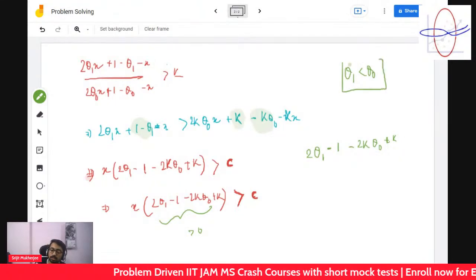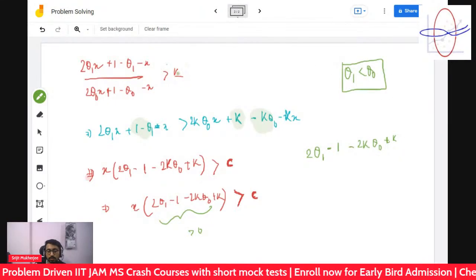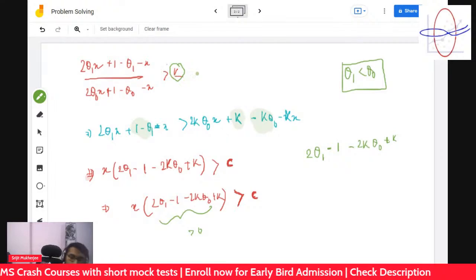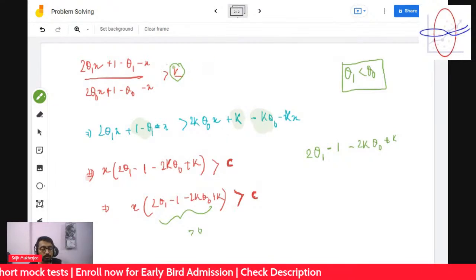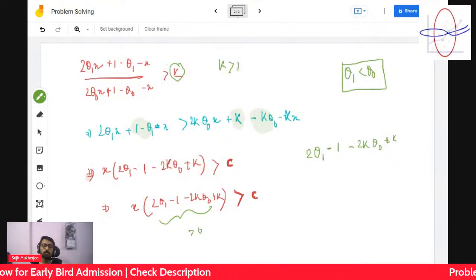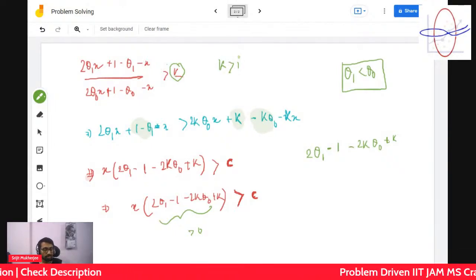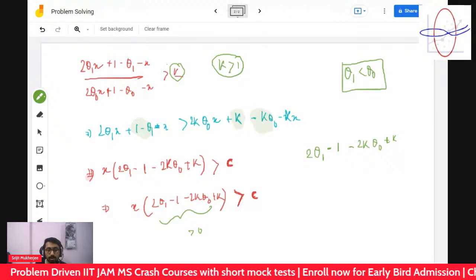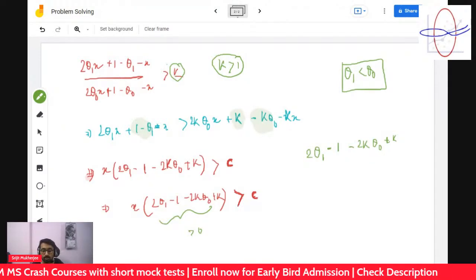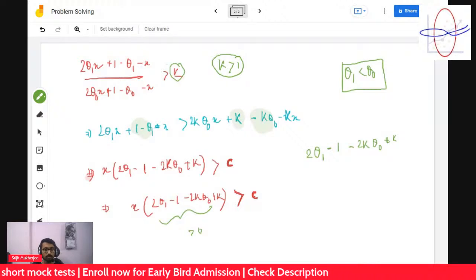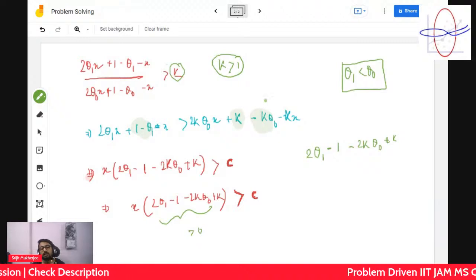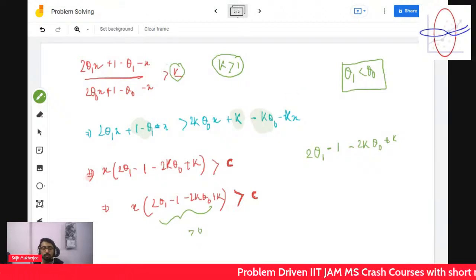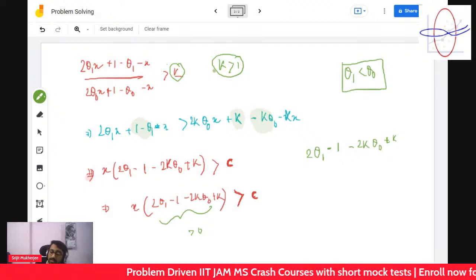So if theta 1 less than theta naught, so understand that k is what? K should be greater than 1. Like it should be greater than 1. Like L1 is actually dominating more than L0. L1 is dominating more than L0, okay? That's why it's happening. And if L1 is dominating more than L0, then only it will reject. So k must be greater than 1.